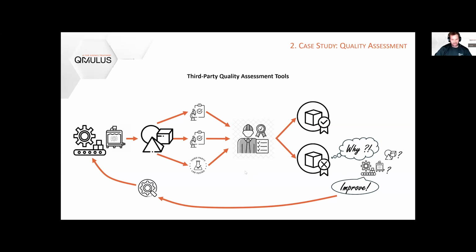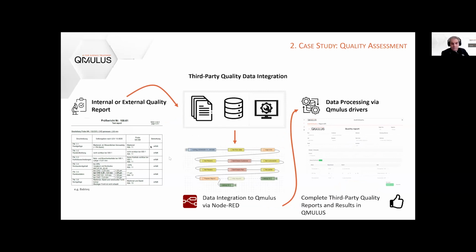So how does QMULUS help here? We have an example report which has been created internally or externally. The format of this data, of the results, for sure you can have as a printout as a report, but in most cases you have a PDF, you have the data in a file structure, SQL database, or maybe we have direct access to your laboratory equipment, which could also be possible.